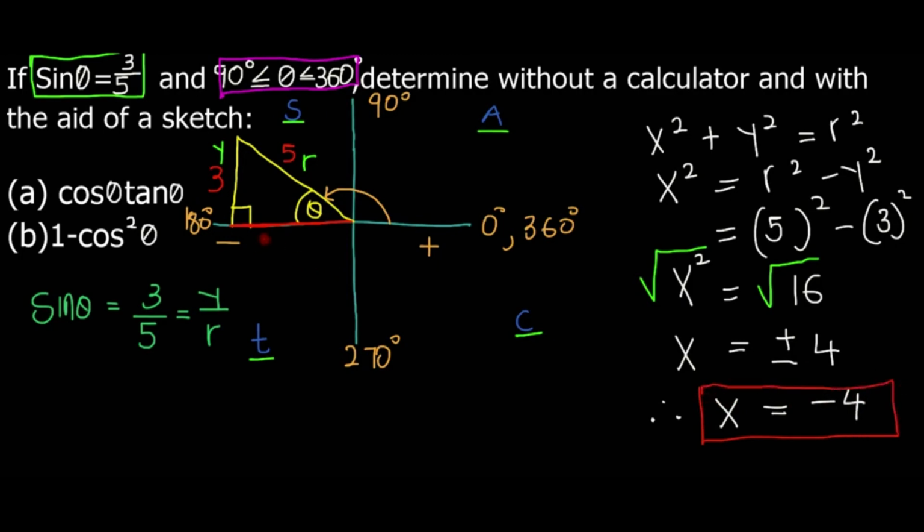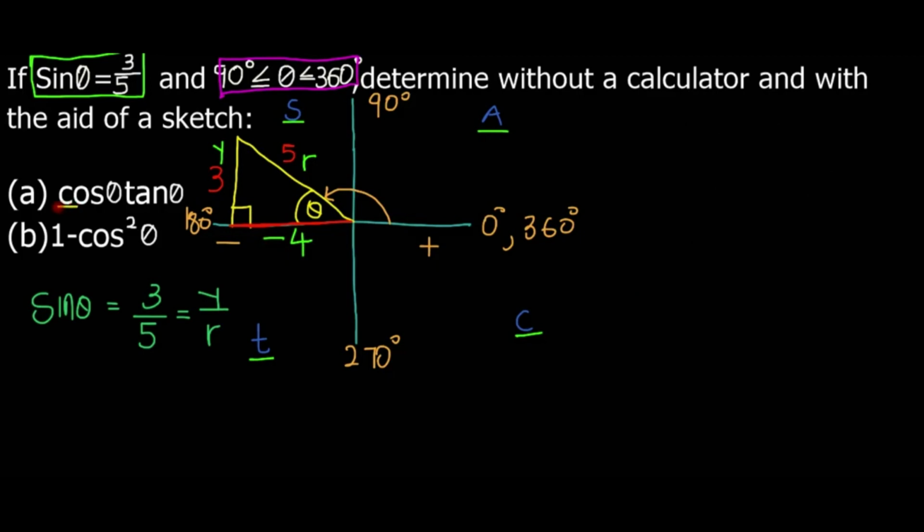This means here we have minus 4. Now we are going to use this Cartesian plane to answer any question. Part A says cos theta times tan theta. We know that cos theta is adjacent over hypotenuse. We are going to focus on the trig ratio of cos and then on that of tan. Cos is adjacent over hypotenuse. This means cos is -4 over the hypotenuse, which is 5.